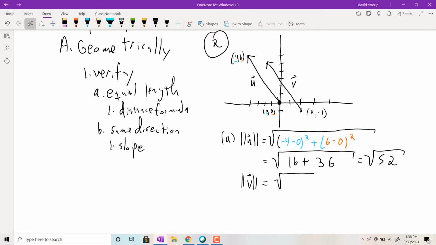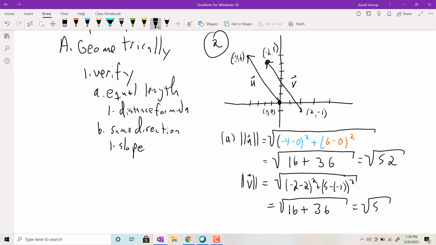So here, this guy, again, you just take the initial point and the terminal point, and this other point is (-2, 5), by the way. Okay, so -2 minus 2, the x coordinates, and square that, and then plus 5 minus -1, and then square that. So -2 minus 2 is -4, -4 squared is 16, plus 5 minus -1 is 6, 6 squared is 36, and sure enough, they have the same length. Okay, so equal length, we verified that. Good. Go on to the second part.